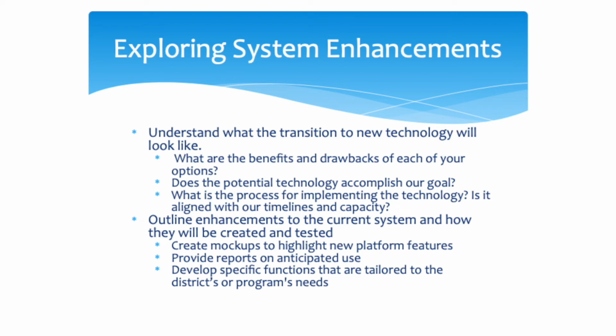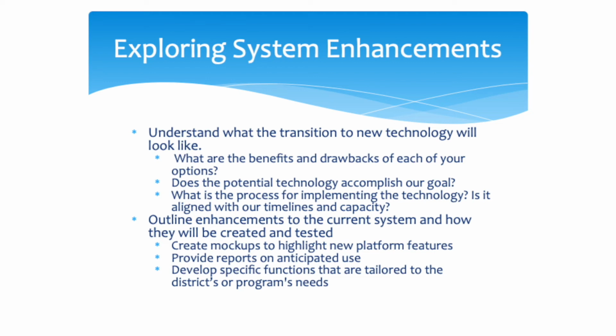Example guiding questions to consider when identifying system enhancements are: What are the benefits and drawbacks of each of your options? Does the potential technology accomplish our goal? What is the process for implementing this technology? Is it aligned with our timelines and capacity? What training might be required for this technology? Are there ways you would like to upgrade your existing technology based on a new feature or new design that will streamline efficiencies around the data collection process? If not, what enhancements can be made, or would a new technology need to be considered?